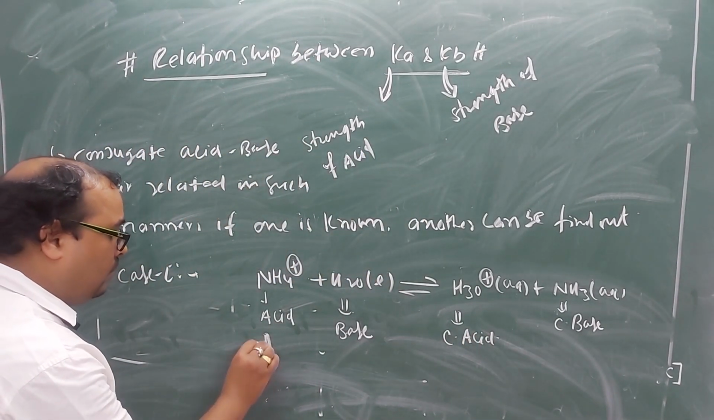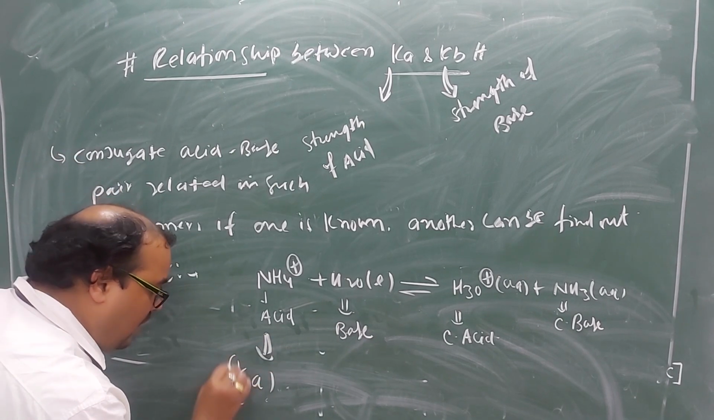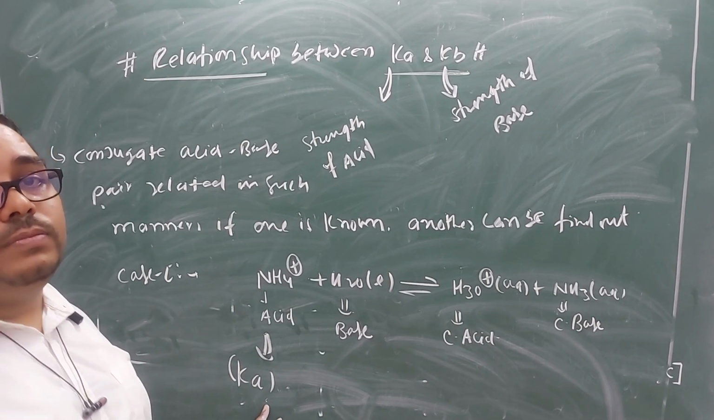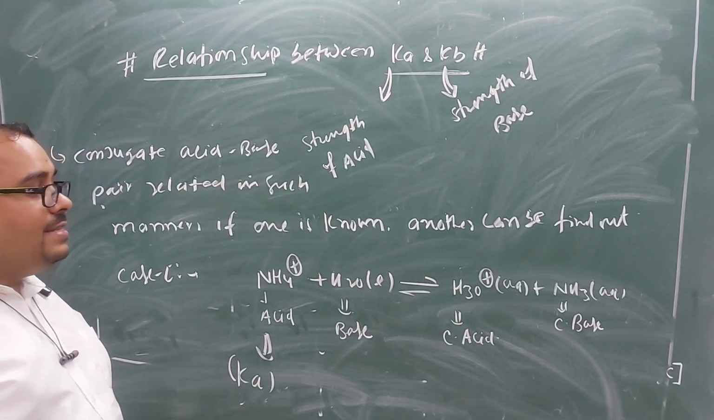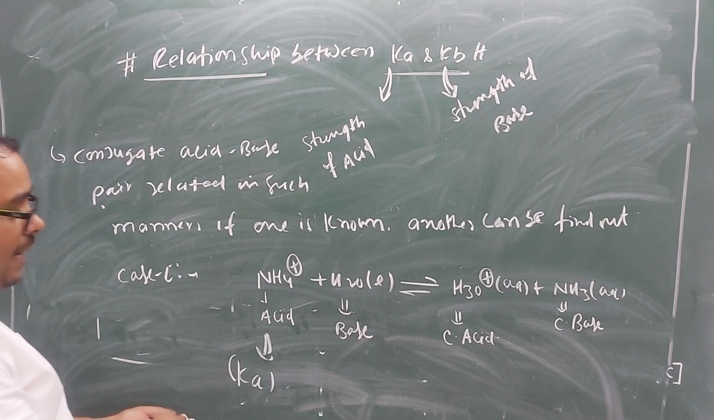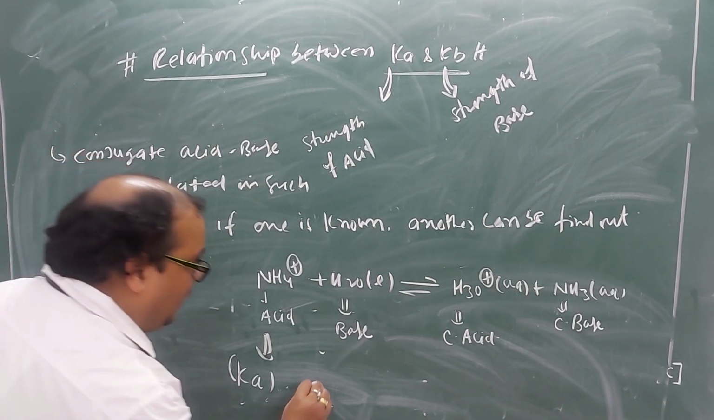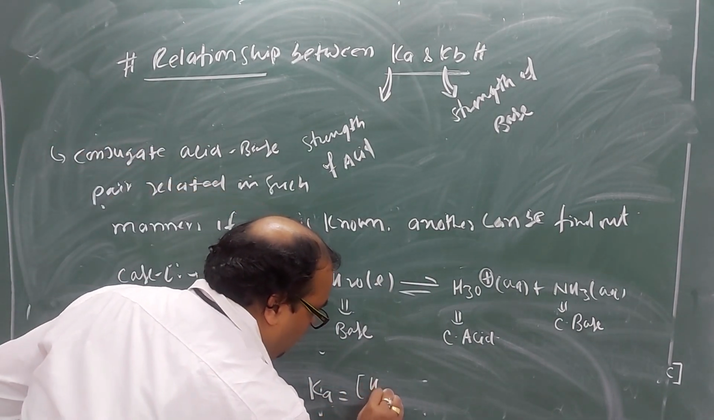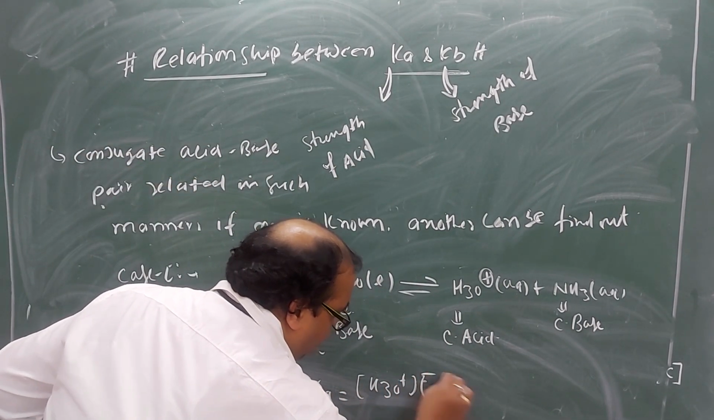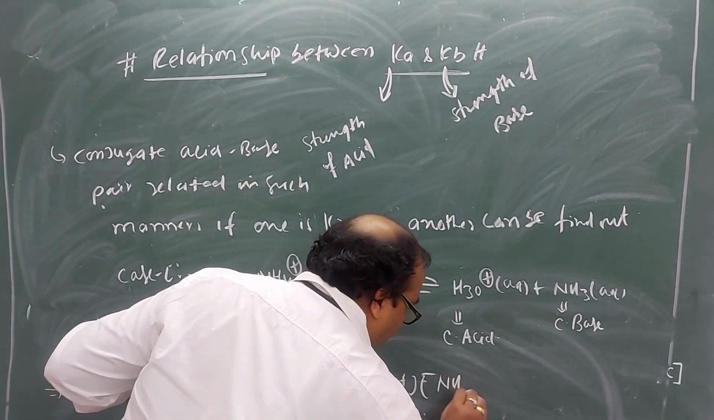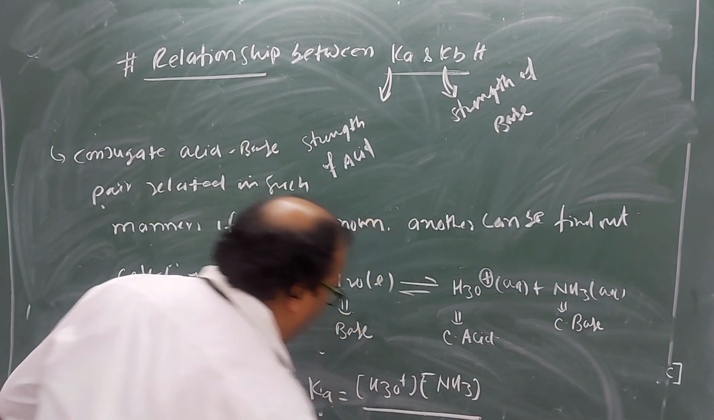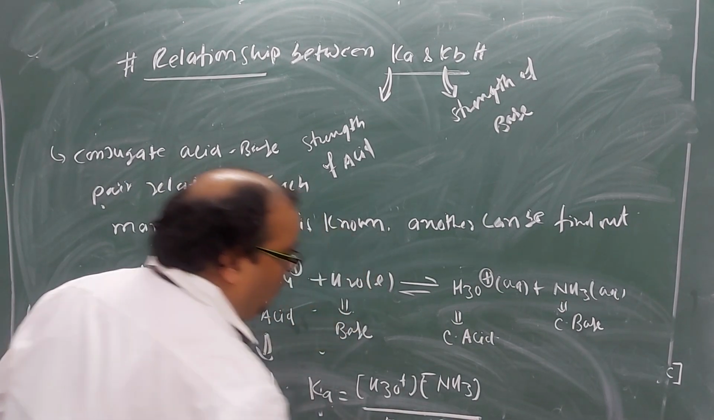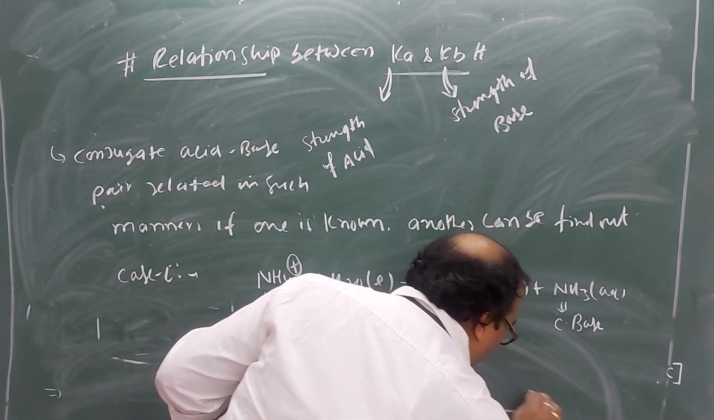So this ammonium ion represents the strength of the acid. What will you write? For this you can write Ka is equal to concentration of ammonium ion into concentration of ammonia upon concentration of ammonium ion. Take this as equation 1.